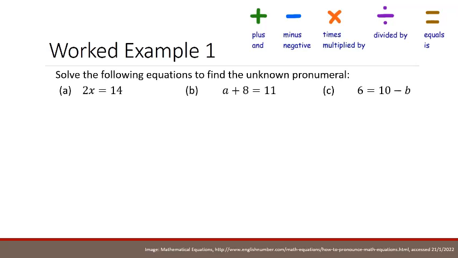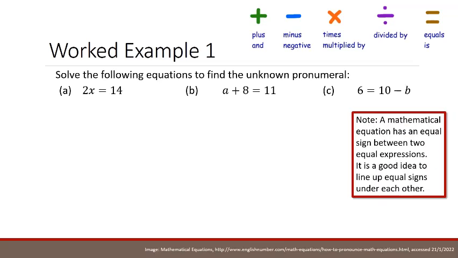The first one, part A, is 2x equals 14. Now, some of you can already see an answer and guess it and write it down, but I'm going to go through this step by step and build up to the more complex questions. So if it's easy, that's good. Follow along as we move ahead. Remember, a mathematical equation has an equal sign between two equal expressions. We never want to make the equal sign lie.